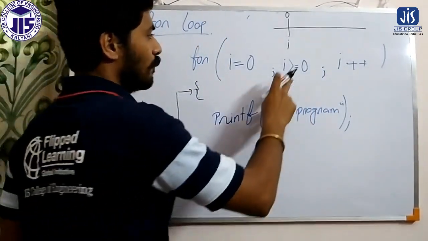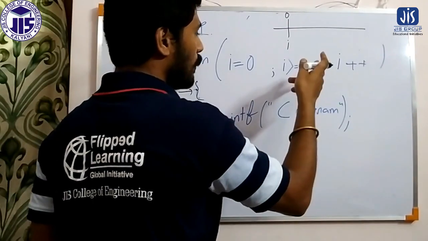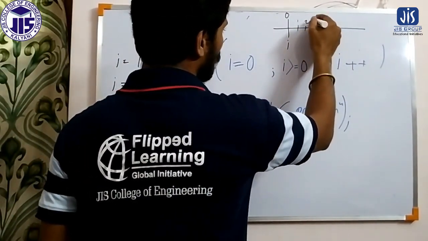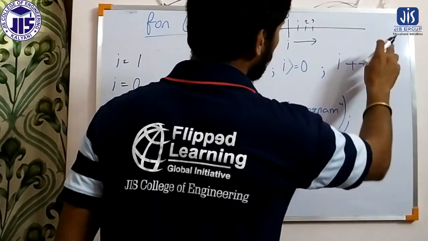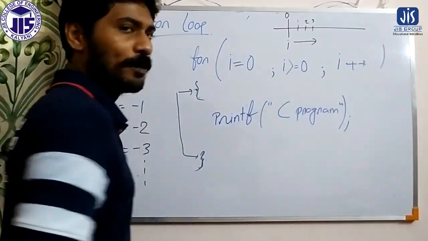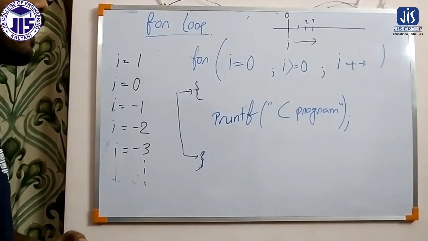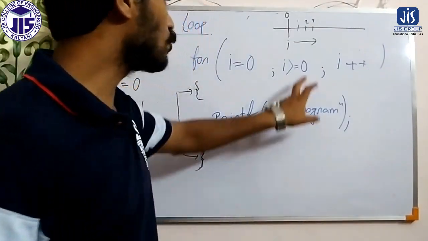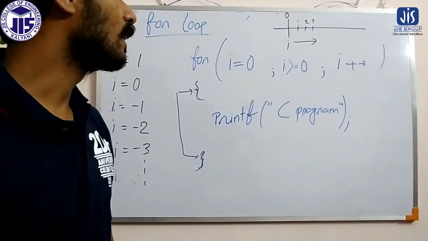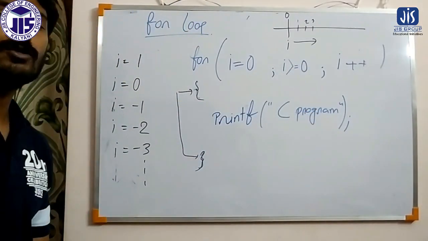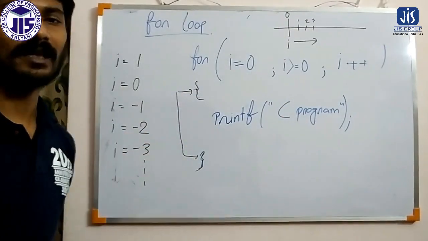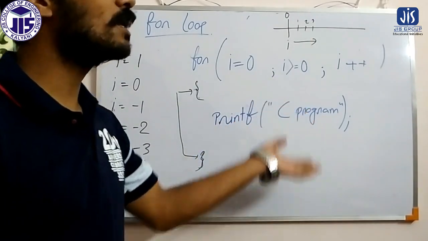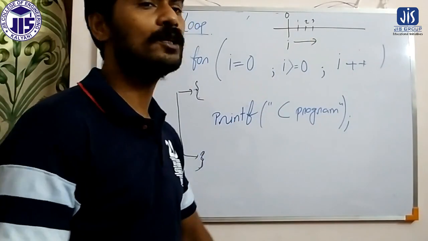So the first condition will be true, then the value of I will become 1, then 2, then 3. The value of I will keep moving in that way, because we are performing the increment operation. Due to the increment operation, the value of I will move from 0 to 1, 2, 3 and so on. And this condition, I greater than equals to 0, will never be false. Always the value of I will be greater than 0, so the condition will never be false. That will also lead to an infinite loop.